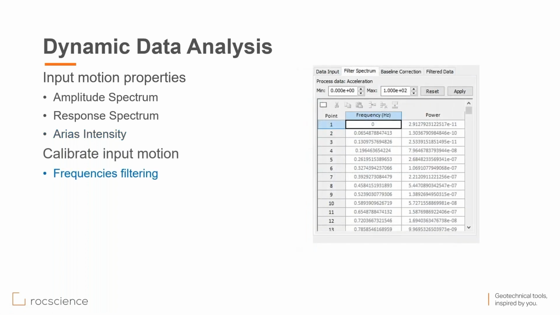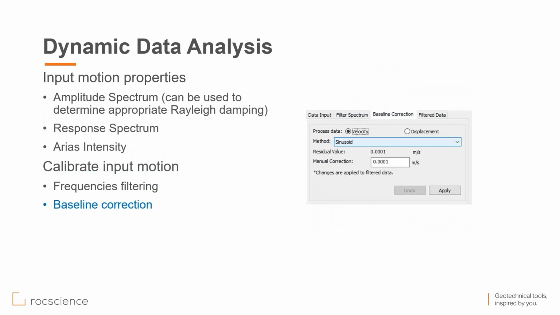Besides that, you can also do calibration on the input motion, such that you can filter the high frequency noise from the motion as well. Or you can use the baseline correction to correct the error from the machine or the error from human.